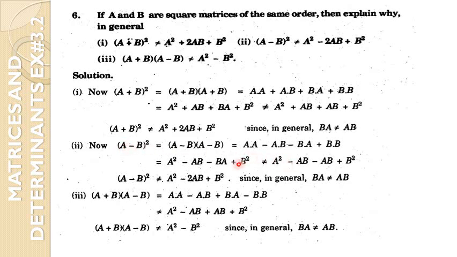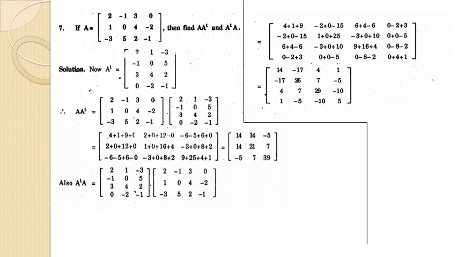Okay, and the same as part 3. In all parts there is only one thing, that the commutative law with respect to multiplication does not hold. Okay, now a new question. Question number 7.